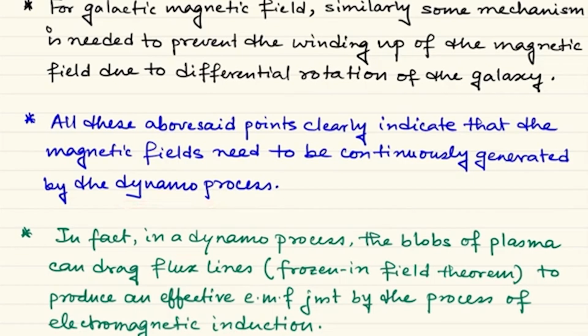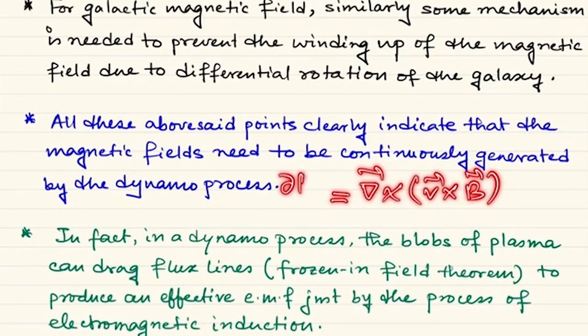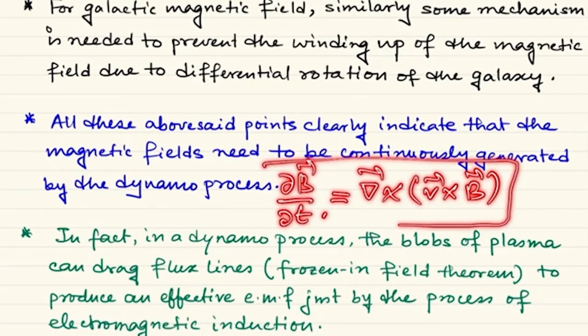Okay, now we come to the question of why this is called a dynamo. When we are talking about a dynamo process, we are talking about plasma, and blobs of plasma, in the case where the dissipative effect is negligible with respect to the curl of V cross B term. Then you can write the effective induction equation like this, and you have the frozen-in field theorem for the magnetic field to be approximately true.